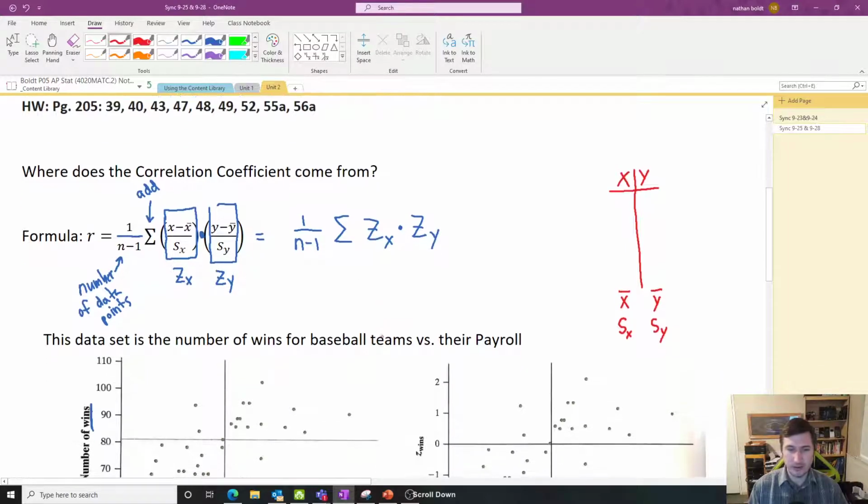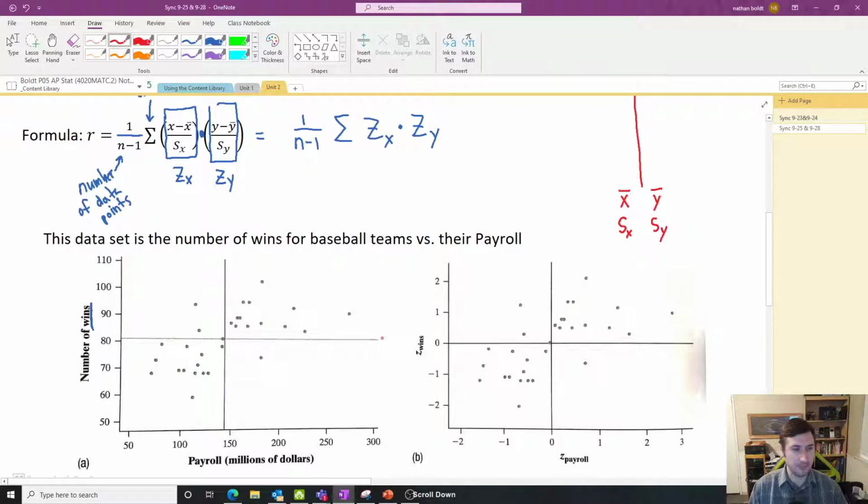So to give you sort of a picture of this, I've got an example here. We've got a scatter plot that compares the number of wins for a baseball team versus their payroll. And so here we've got our original scatter plot, and we're going to turn this into a scatter plot of z-scores.